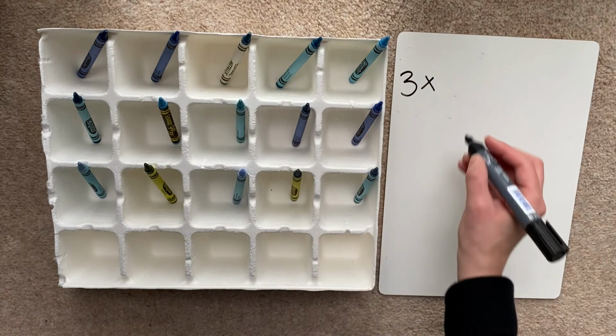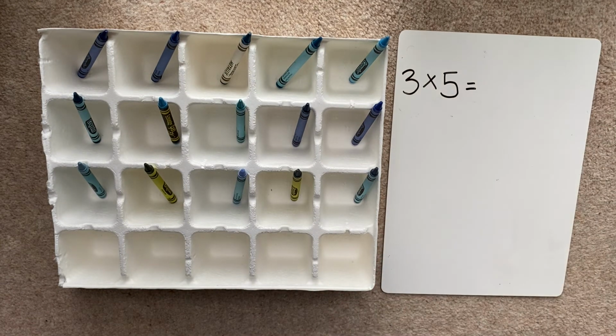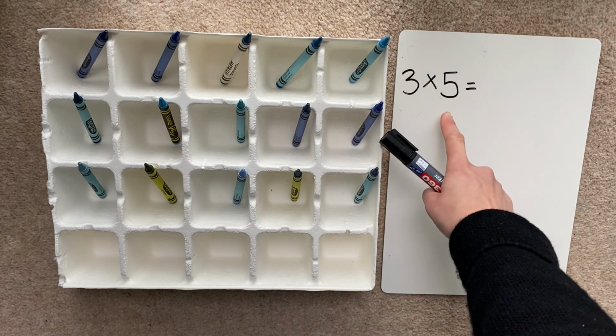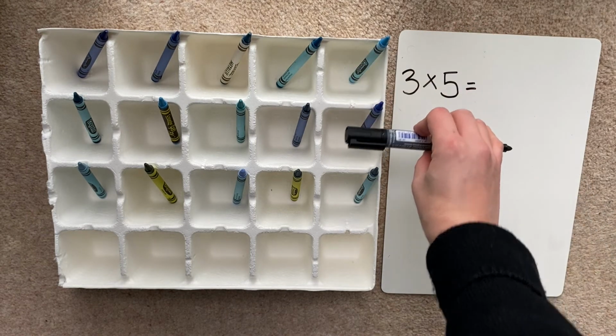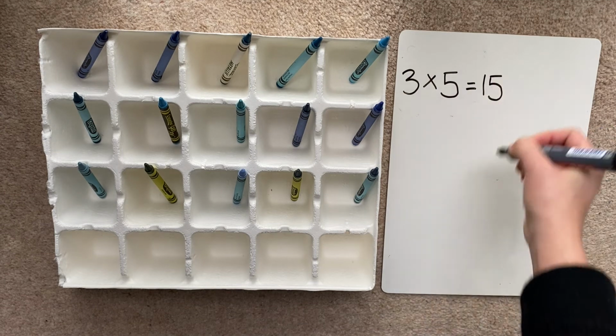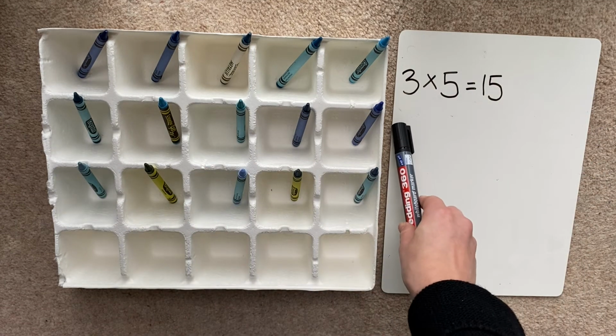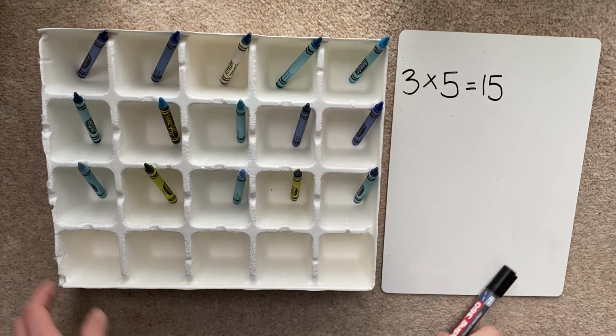1, 2, 3, 4, 5. So it's 3 groups of 5 equals how many all together? We're going to count up in fives. Ready? 5, 10, 15. So this array is showing 3 times 5 equals 15.